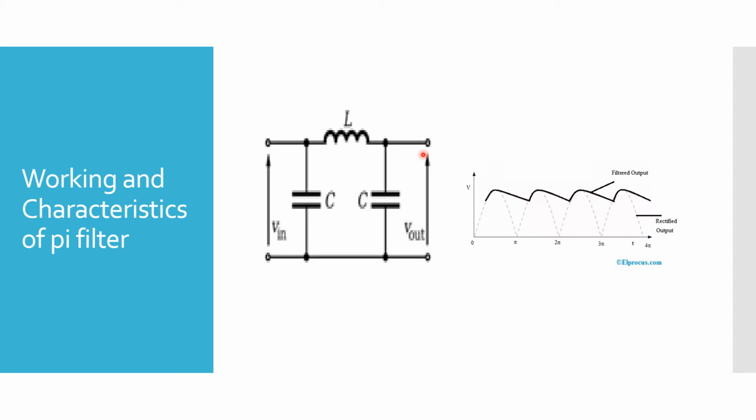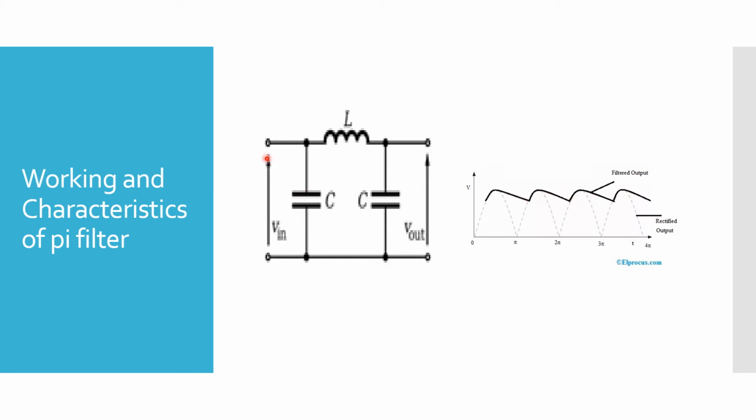So here C1 is connected across the output of the rectifier. Here we are going to connect the output of the rectifier, and to this point our C1 is connected. L is connected in series, and this C2 is connected across the load. One load resistance is to be connected over here. Okay, so let's see how it works.